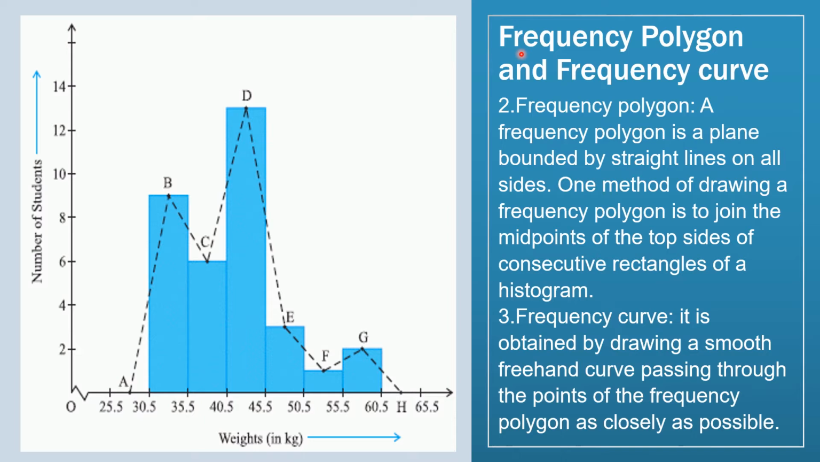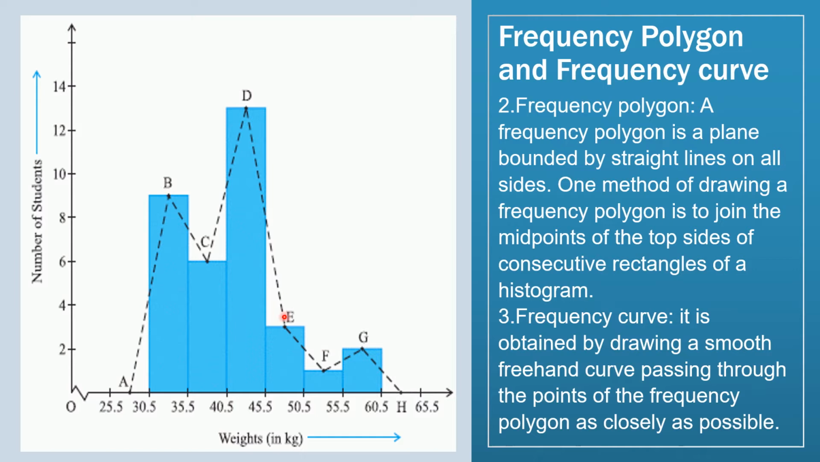So now moving on to the frequency polygon and frequency curve. A frequency polygon is a plane bounded by straight lines on all sides. Like you can see here, the frequency polygon is shown by the area under A, B, C, D, E, F, G, H. So this entire area, which is shown by the dotted lines, indicates to us the plane.